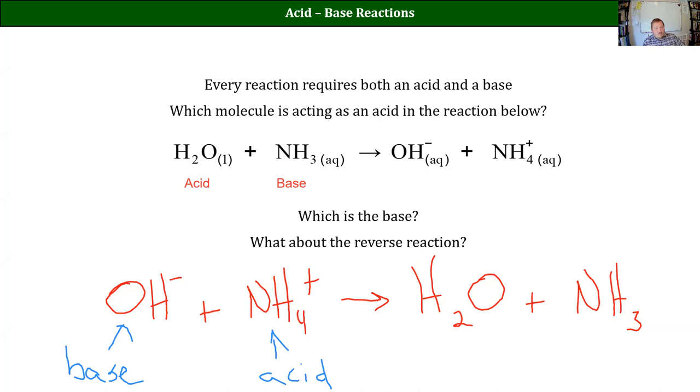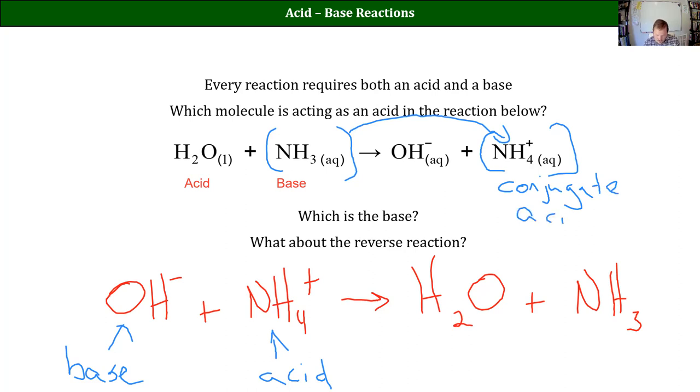And this way of thinking about it also gives us two more vocab words. It allows us to think of these as being pairs. When ammonia acts as a base, it's always going to make ammonium. So it's always going to be paired up with the same, what's referred to as a conjugate acid. The conjugate acid is what the base turns into. Or the other way of thinking about it is the conjugate acid is the acid if the reaction went backward.